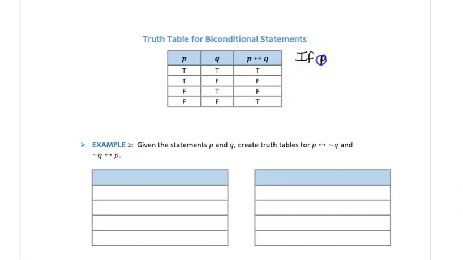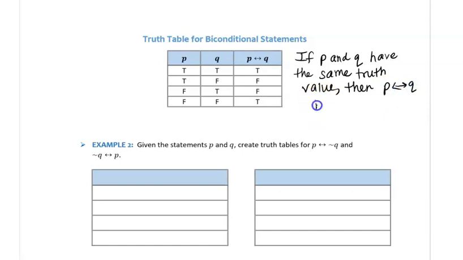We'll write this rule of thumb. If P and Q, and P and Q don't have to be the letters, by the way, we could use whatever letters we would like to represent the statements involved. But for the sake of this video, we're using P and Q. If P and Q have the same truth value, then the biconditional statement, P if and only if Q, is true. Otherwise, P if and only if Q is false.